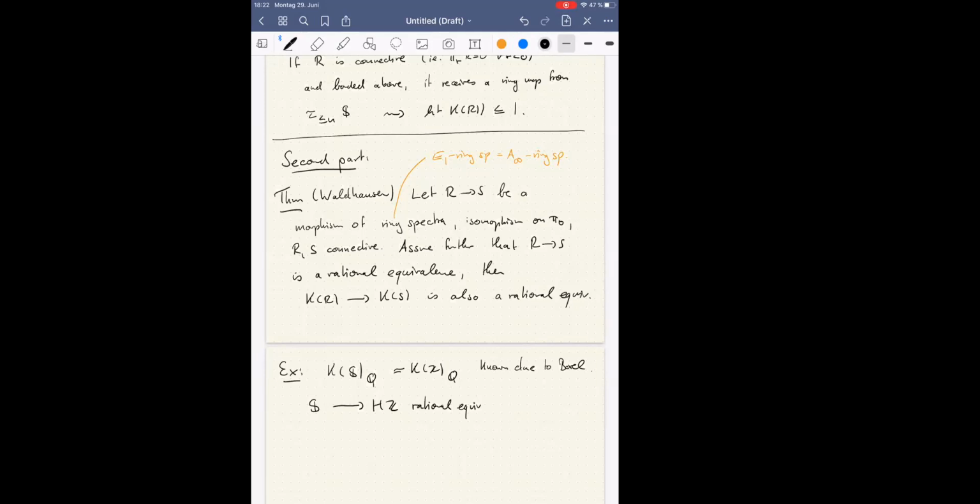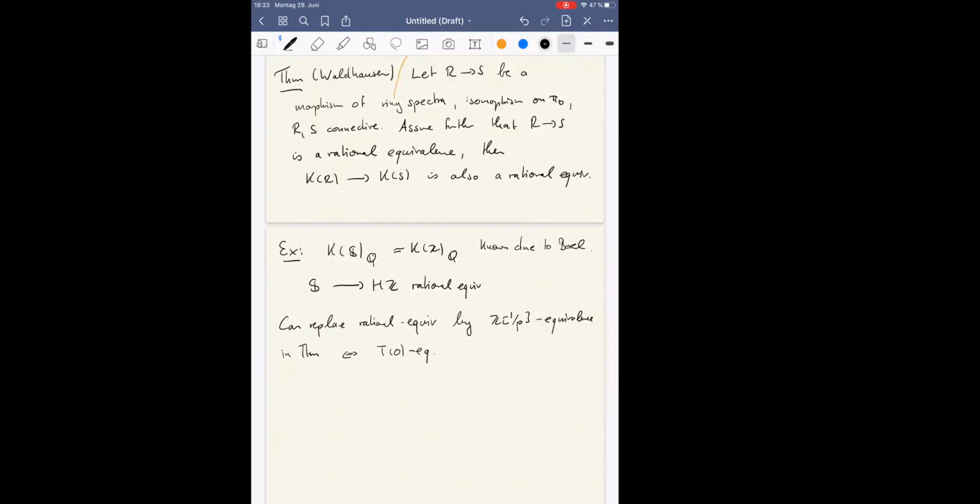Actually, if we want to, we can also replace the rational equivalence by a bunch of other things. For example, we can replace it by a Z[1/p] equivalence in the theorem. This is equivalent to a T(0) equivalence. The definition was just the sphere spectrum with p inverted.